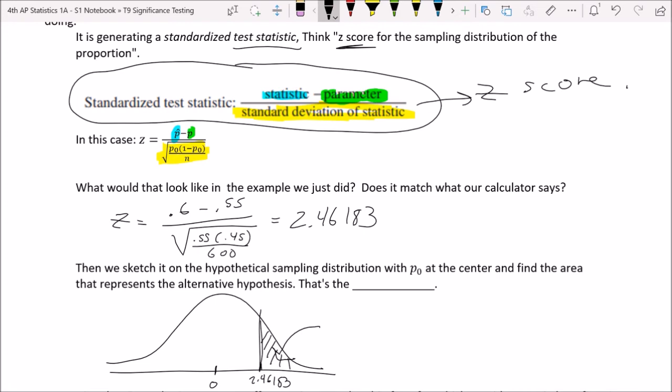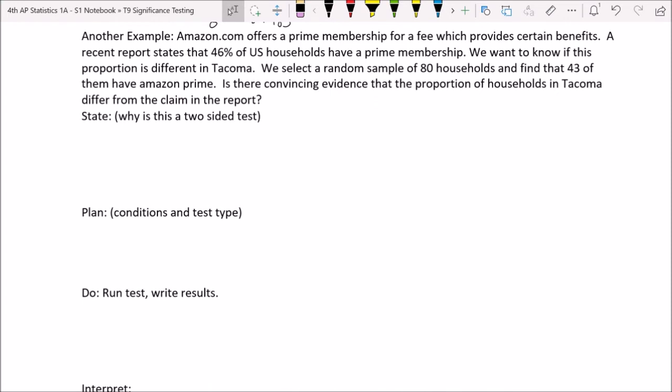Okay, so let's answer this question up here. We sketch it on the hypothetical sampling distribution, assuming that the null is true, with the null at the center, and then we find the area that represents the alternative hypothesis. That is the p-value. This thing right here that we shaded, that's the p-value, and that's what just came out of our calculator. Okay, let's do another example.